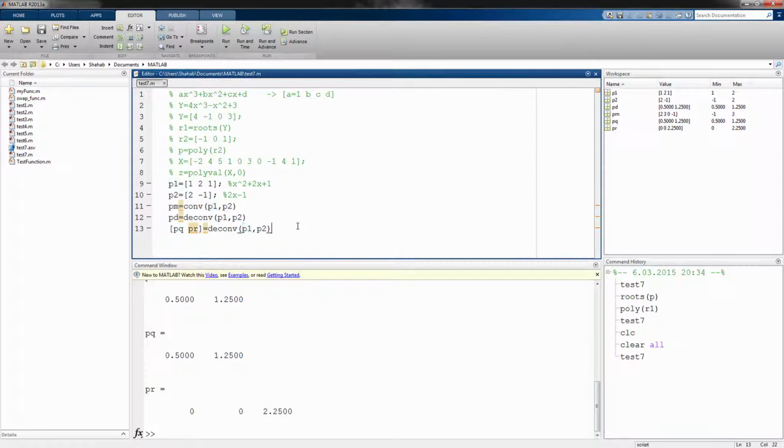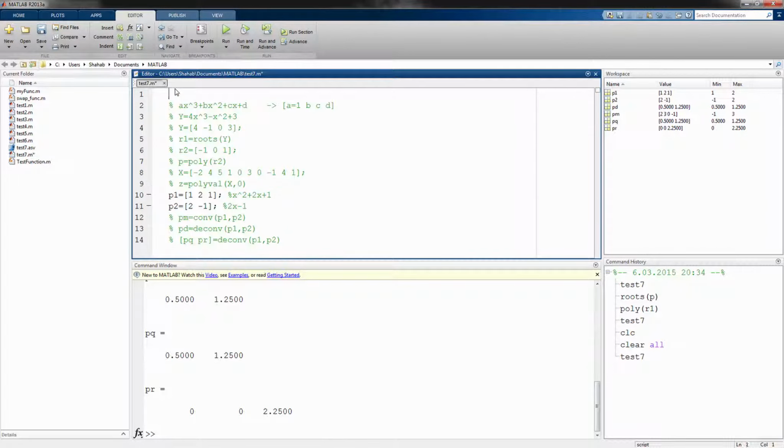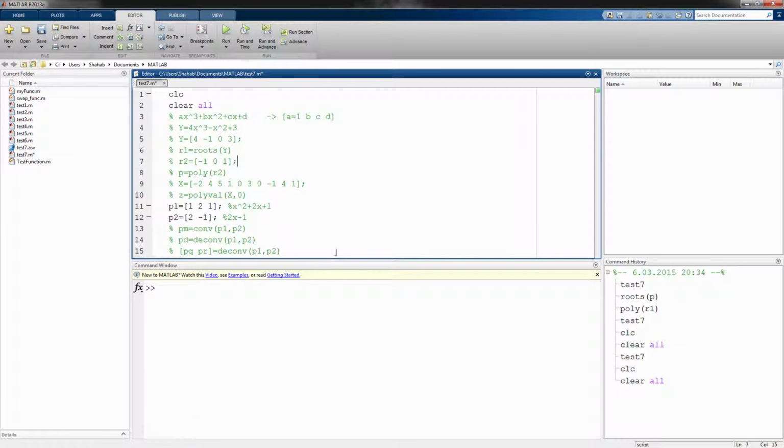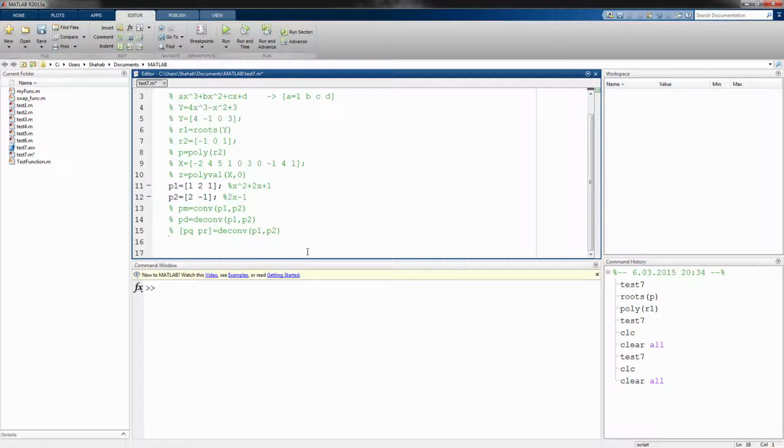Now we will talk about two more commands, which are very useful. I am commenting these ones. Also let me add the clc and clear all at the beginning, so we can clear the screen.